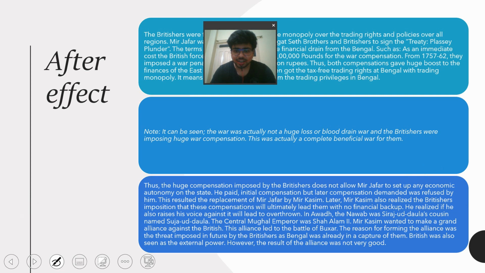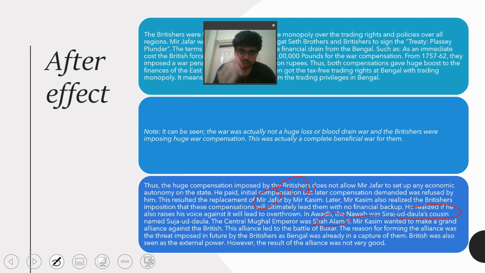Mir Jafar was overthrown by Mir Qasim, and Mir Qasim understood all those things. He also had a fear that if he raised his voice, he would be overthrown. In Awadh, the Nawab was Shujauddaulah. Remember, don't confuse the names: Sirajuddaulah was the Nawab of Bengal, and Shujauddaulah was in Awadh. The central Mughal ruler was Shah Alam II at the time.